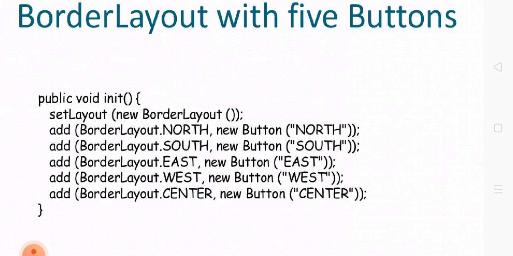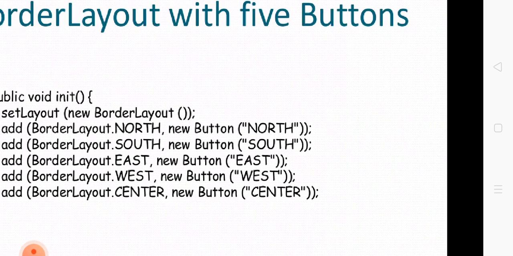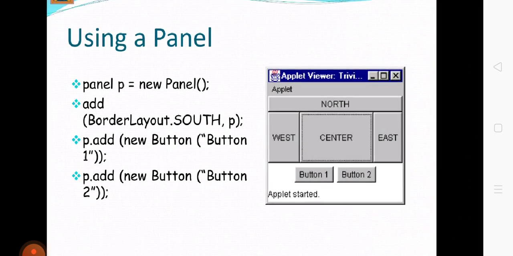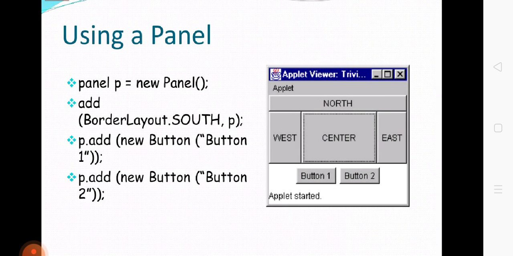And if we want to add to the east of the border layout, we can do it by using the following statement. Now the output of this code is observed here. You can see, look at it. You will have north, west, center, east. So we have 2 buttons, button 1 and button 2.